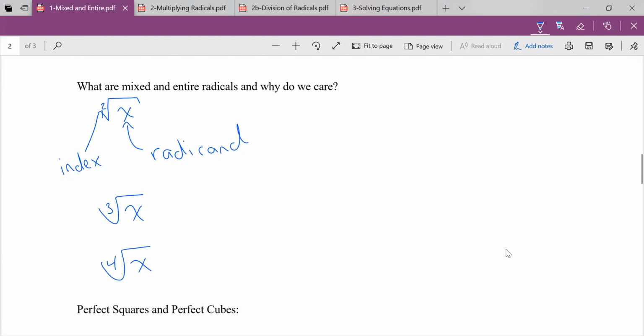Now, why do we care about these things? The big reason is that we really don't like to round. I don't want to say that the square root of 2 is approximately 1.414. I really don't want to say that. This is an irrational number. It goes on forever. So we use radicals when we don't want to round. And rounding causes big issues, or it can.